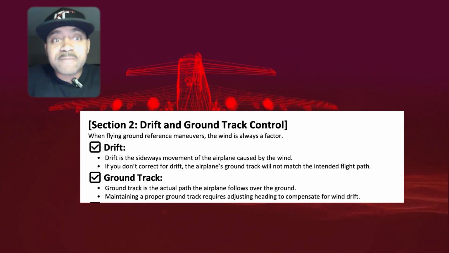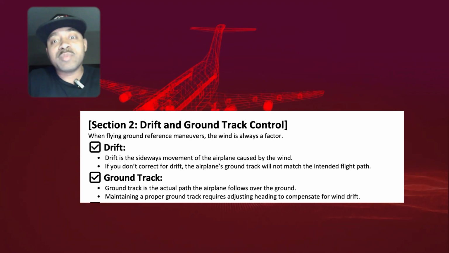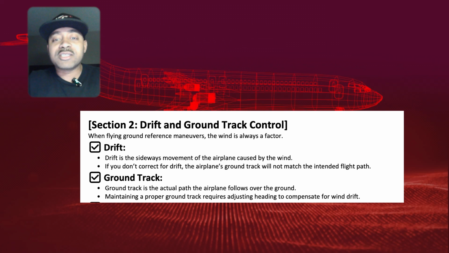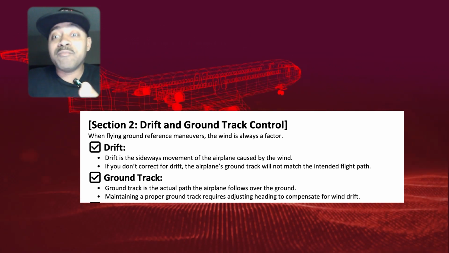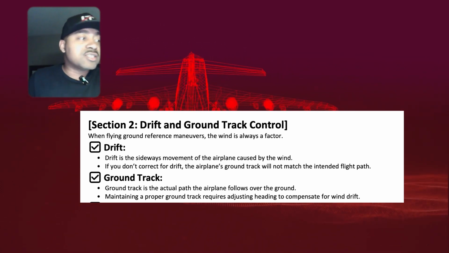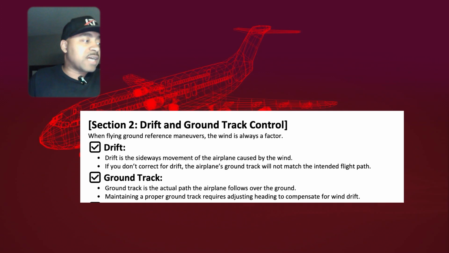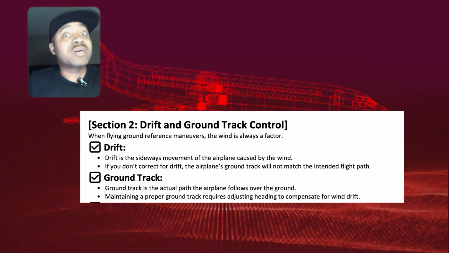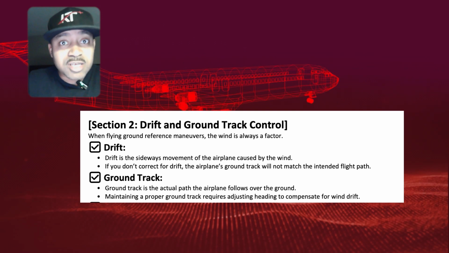Drift is the sideways movement of the airplane caused by the wind. If you don't correct drift properly, the airplane's ground track is not going to match its intended flight path. If you look at this diagram, we use a boat as an example just to give you a different reference, because it applies to flying just as it does in boating.